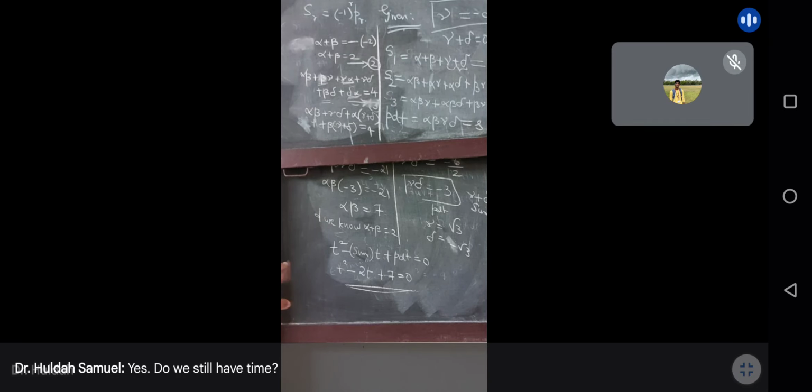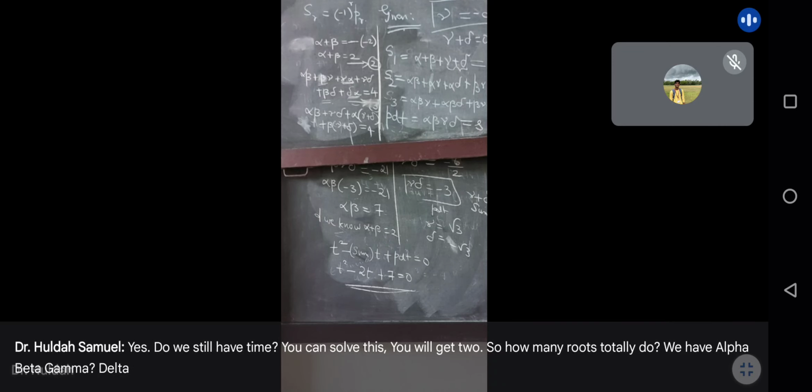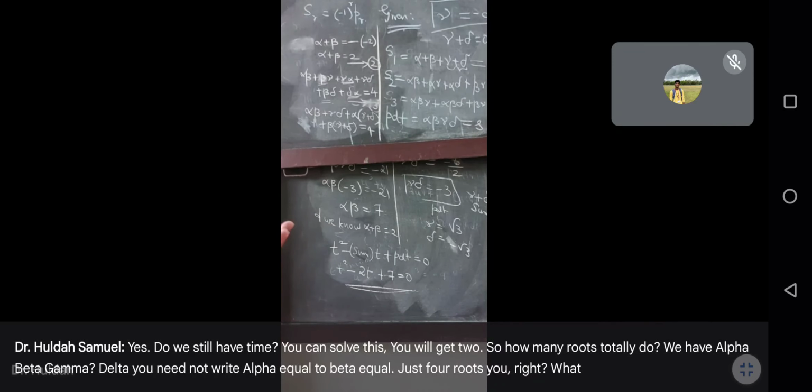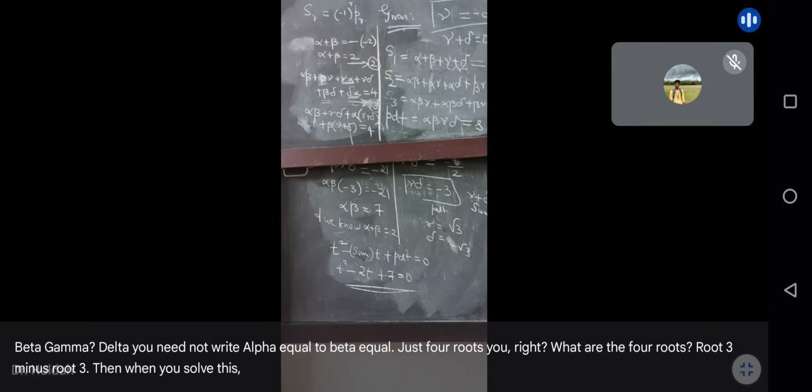Do we still have time? You can solve this, you will get 2 roots. So how many roots totally do we have? Alpha, beta, gamma, delta. You need not write alpha equal to beta equal to. Just write the 4 roots. What are the 4 roots? Root 3, minus root 3. Then when you solve this, you will get 2 roots. Because it's a 4th degree equation, you get 4 roots. Okay? Clear?